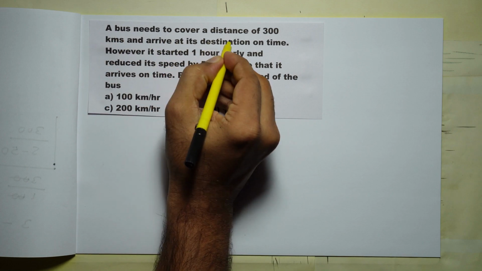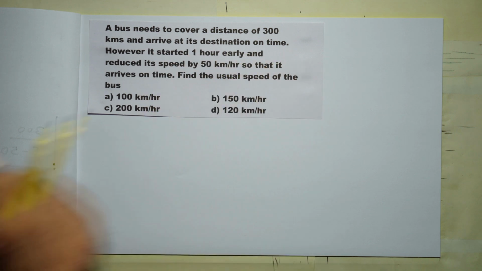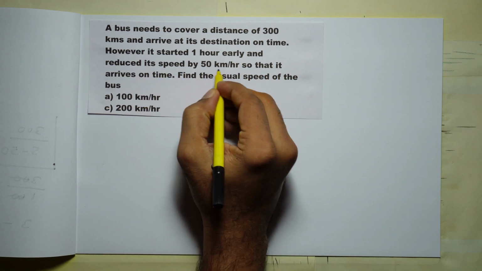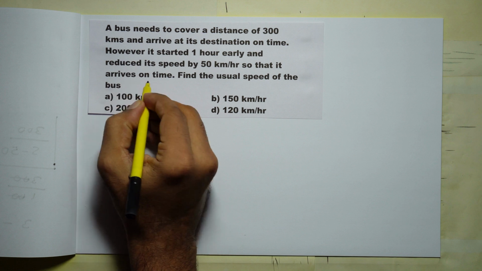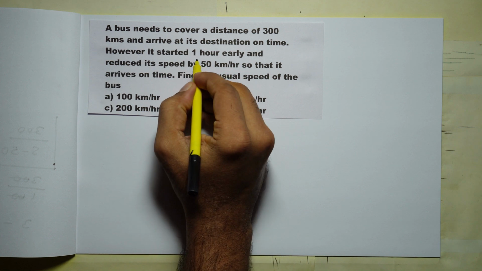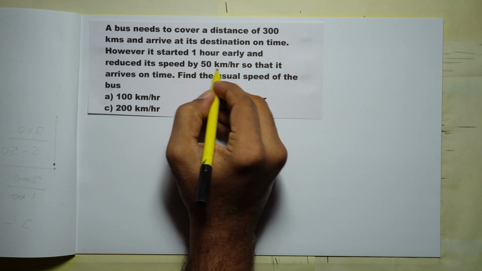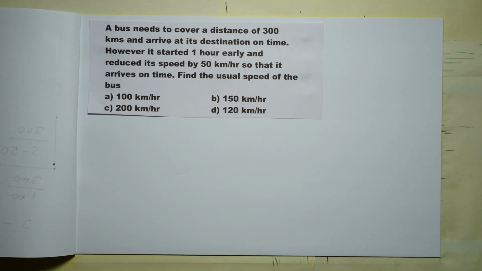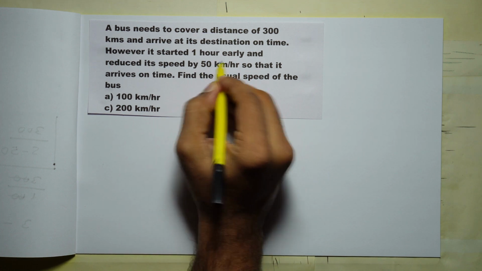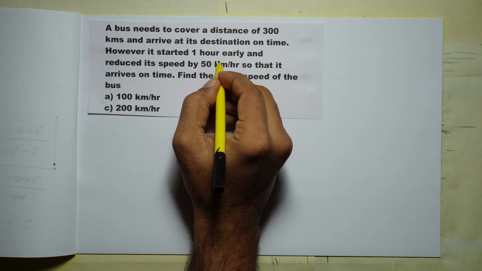A bus needs to cover a distance of 300 kilometers and arrive at its destination on time. However, it started 1 hour early and reduced its speed by 50 km per hour so that it arrives on time. Find the usual speed of the bus. Now, it started the journey 1 hour early and to arrive on time, it reduced its speed by 50 kilometers per hour. So you can also say that if you reduce your speed by 50 km per hour, it will take an extra 1 hour. That it started 1 hour early and arrived on time. So it has actually traveled for 1 hour more.